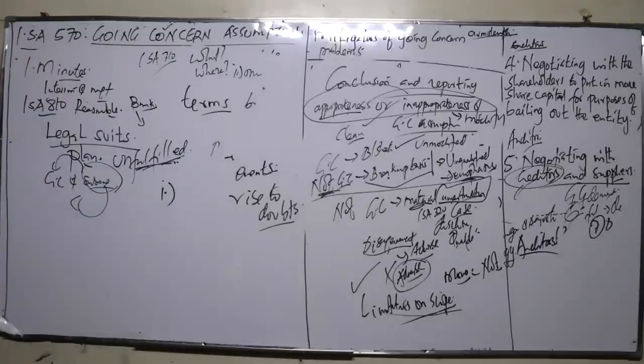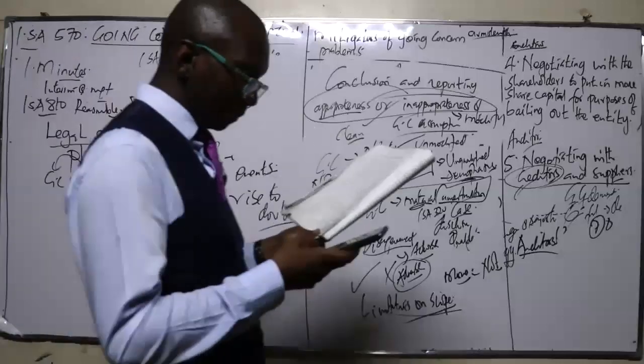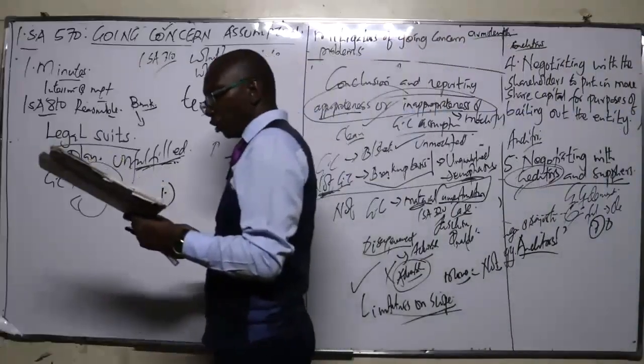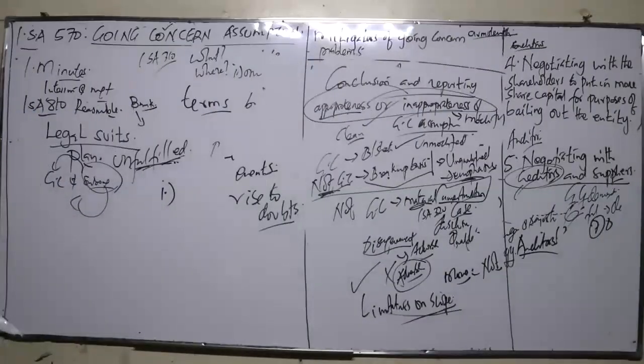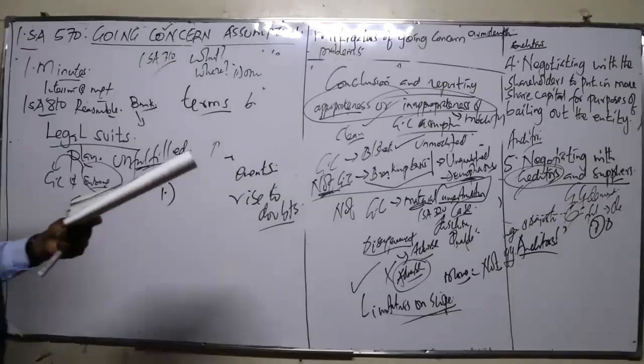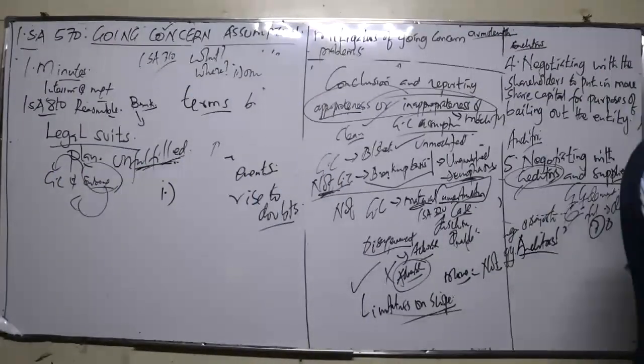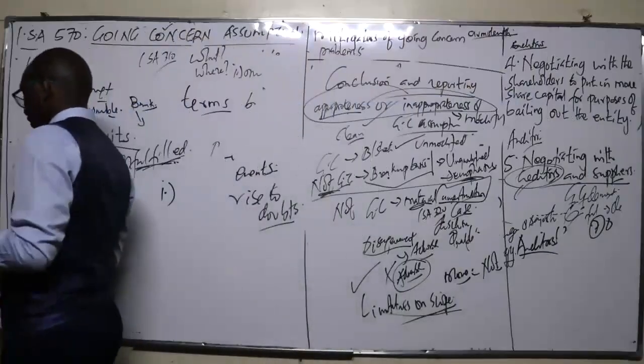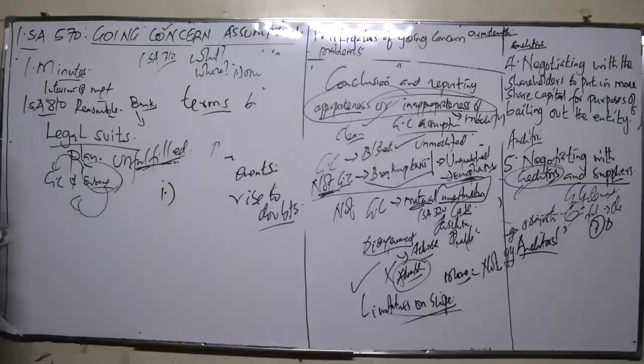B. If adequate disclosure is not made in the financial statements, the auditor should express a qualified or adverse opinion. Express a qualified or adverse opinion is appropriate. All right, Roman number two.